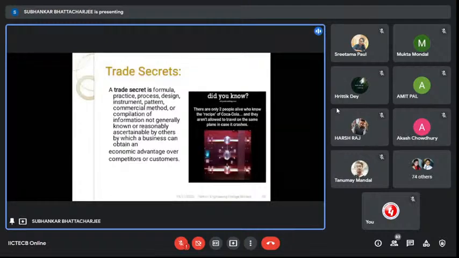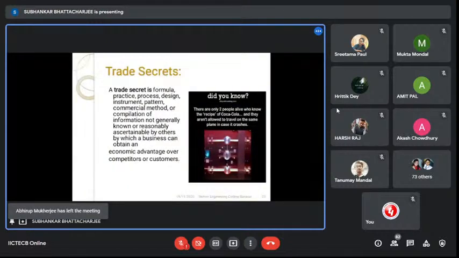The trade secret is a formula, practice, process, design, instrument, pattern, commercial method, or compilation of information not generally known. That means, trade secret is something we cannot share with anyone. What we have must stay with us.